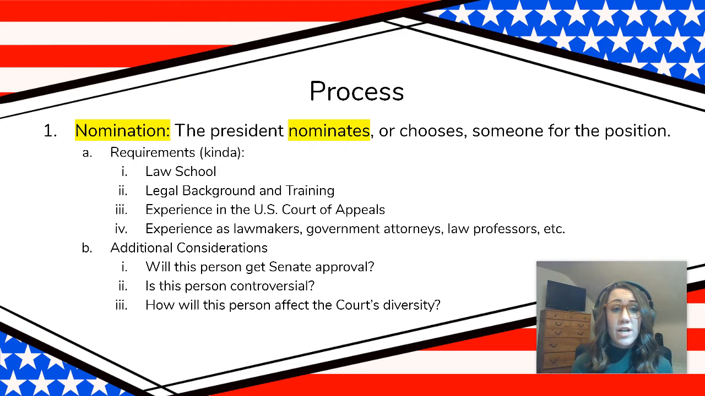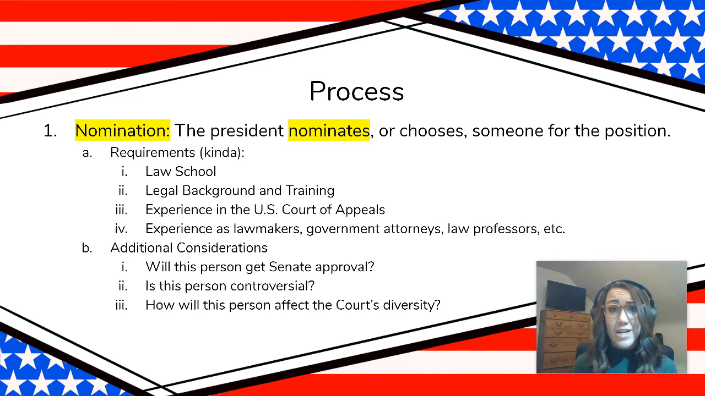Some additional considerations: will this person get Senate approval? Because as we know in an appointment process, the Senate has to approve anyone that the president nominates. That's still true here. So, would you really nominate someone if you know that it's going to get shut down? Something to consider. Is the person controversial? Is the general public going to have a negative reaction to you nominating this specific person? Something to also consider. And finally, how will this person affect the court's diversity?